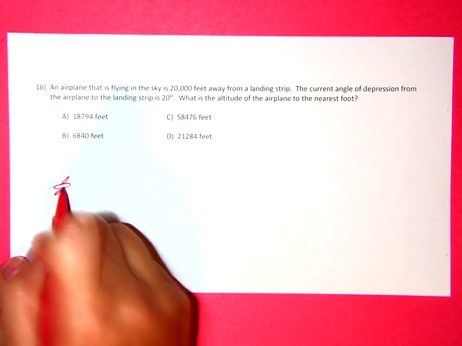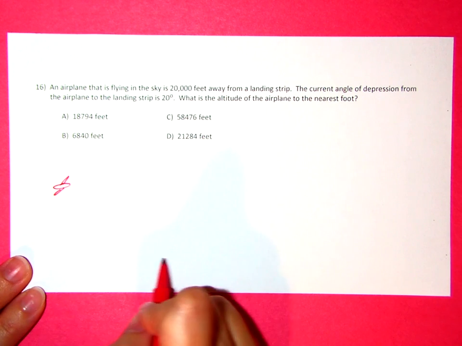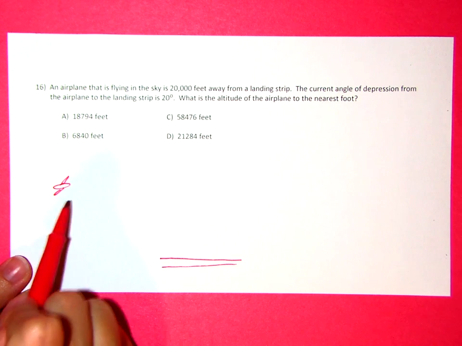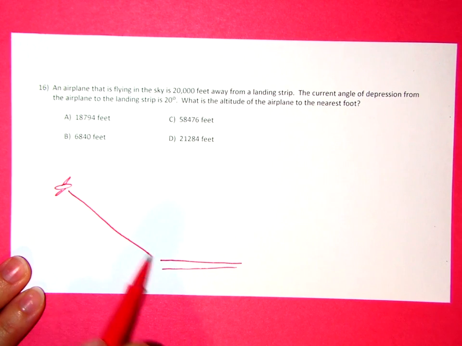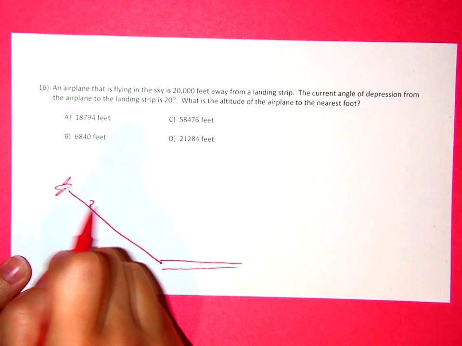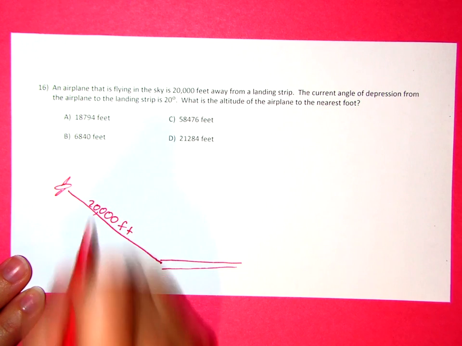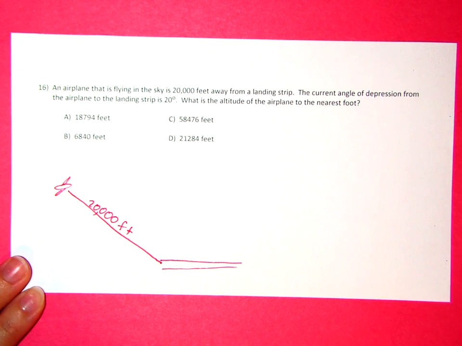Alright, there's my airplane. And then down here is where that landing strip is. Okay, and it says the airplane is flying in the sky, and this airplane is a total distance of 20,000 feet away from the landing strip. Okay, the current angle of depression.